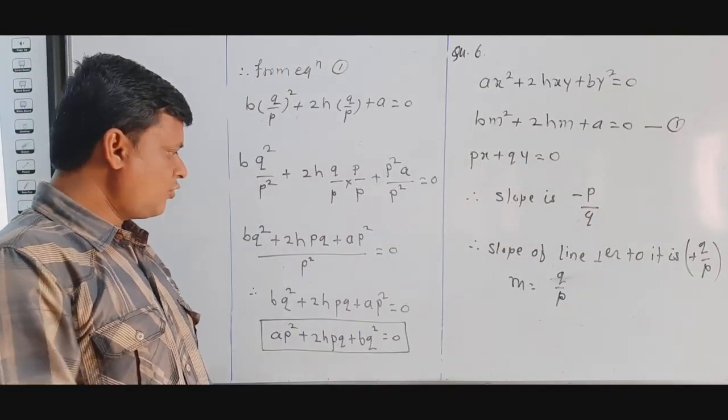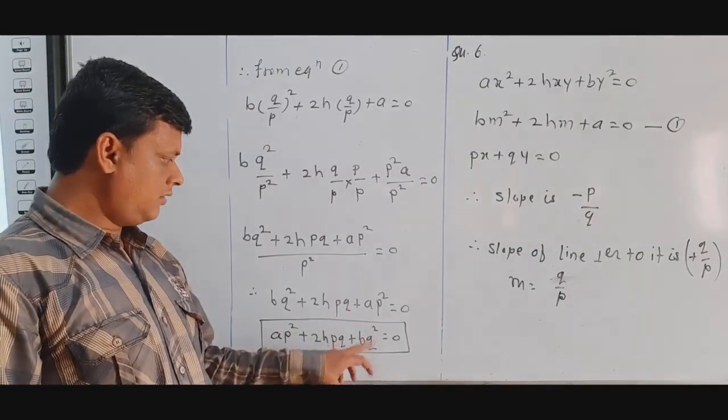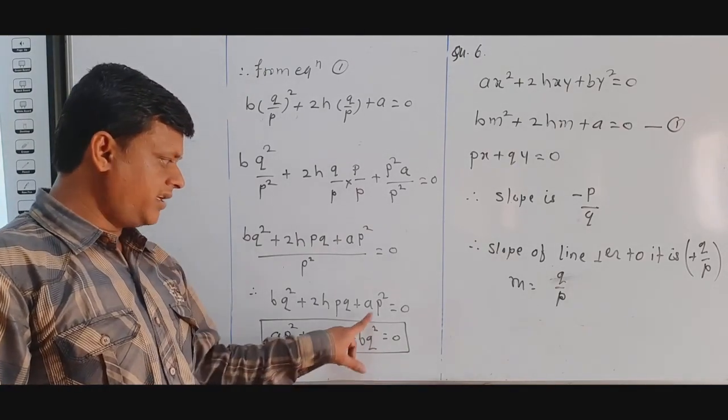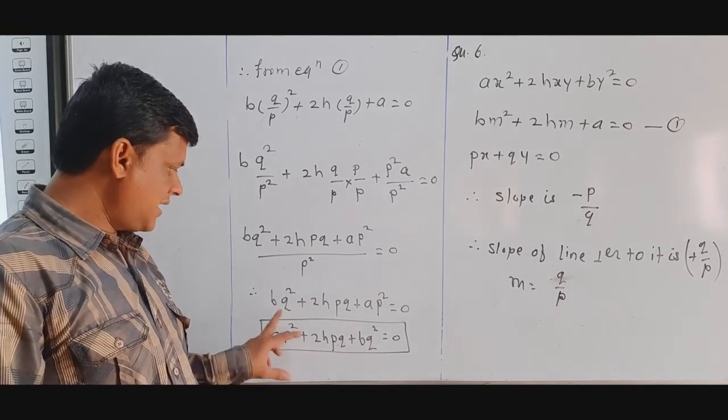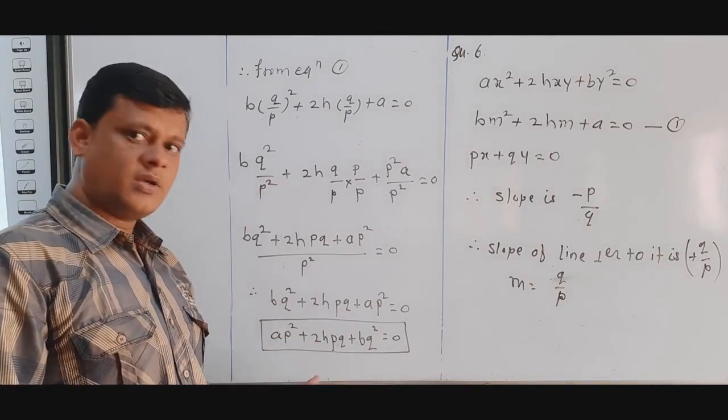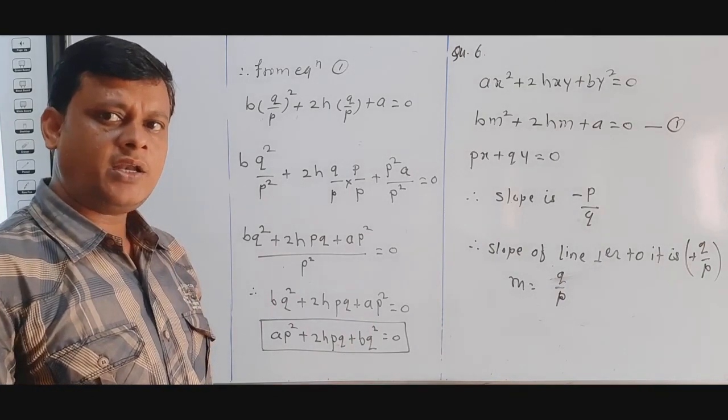So we rearrange the given equation in the form ap square. So write this last term at first position and this first term at last position. We get the same condition as given in our question.